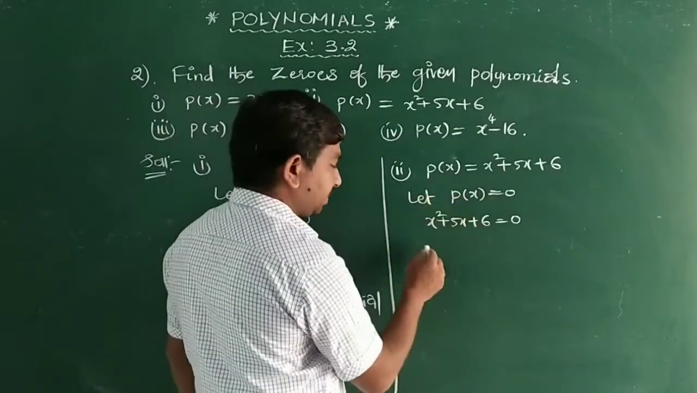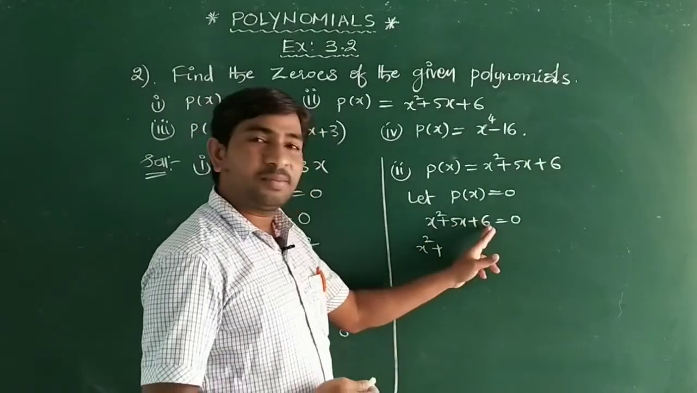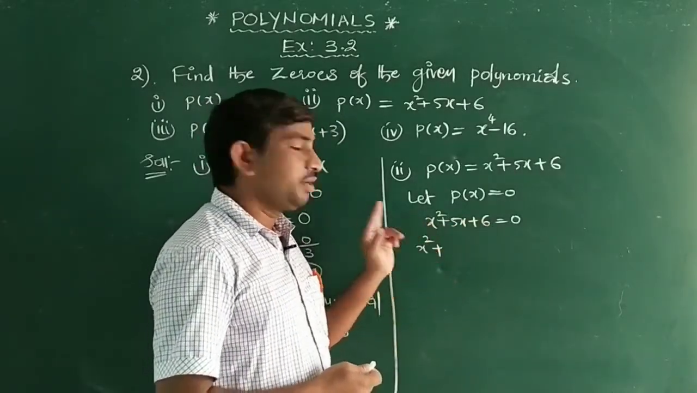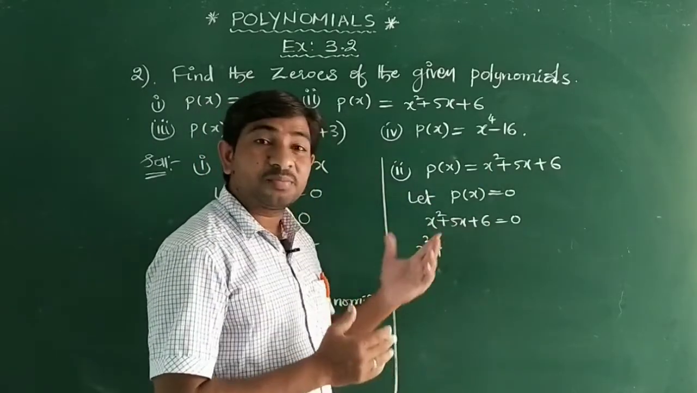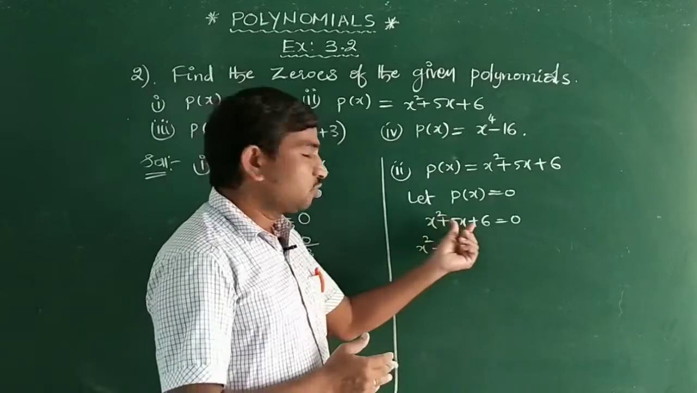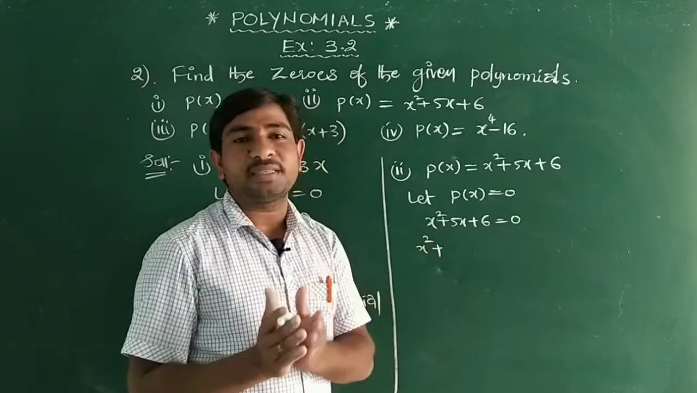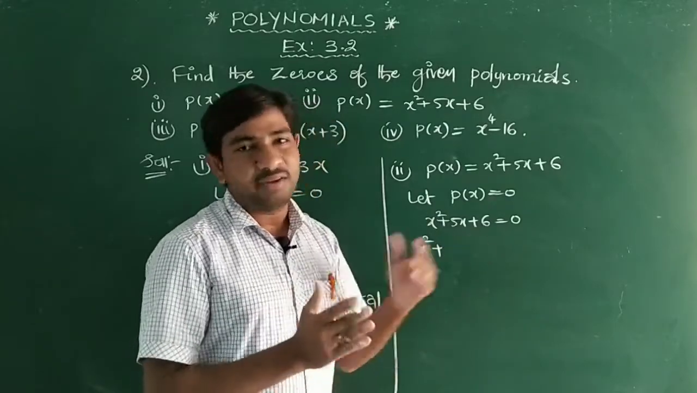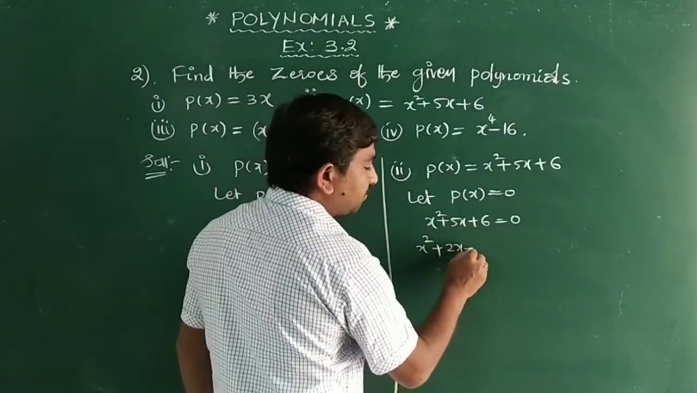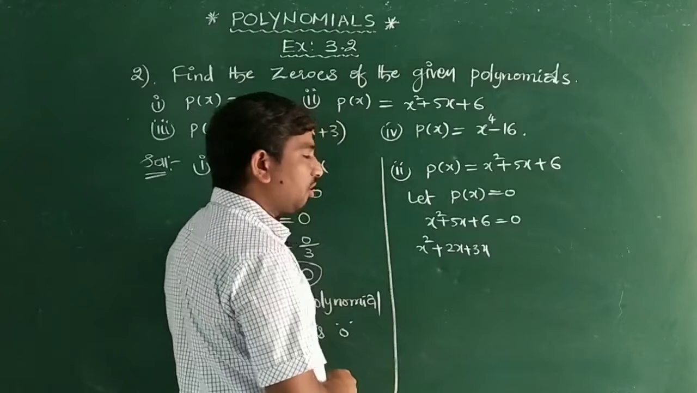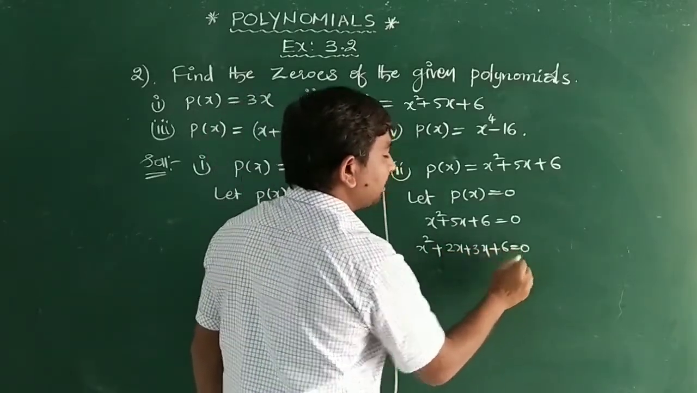We can rewrite as x square plus this 5x can be written as. Why? Because if you multiply the constant term and the x square coefficient, 6 into 1, we get 6. So this is the split method of factorization. To get the 6, we have to split this middle term as 2x and 3x, means 2x plus 3x is 5x, and at the same time 2 times 3 is 6. So we can write this 5x as 2x plus 3x. This is the most important thing we have to observe. 5x can be written as 2x plus 3x, plus 6 is equal to 0.